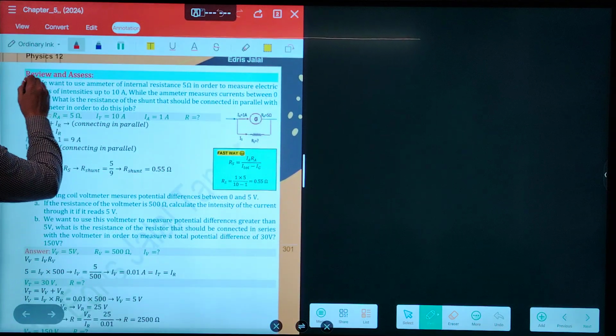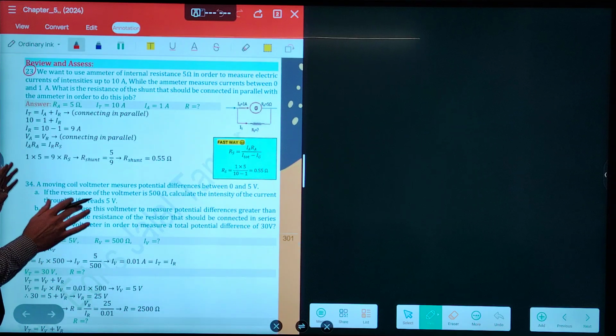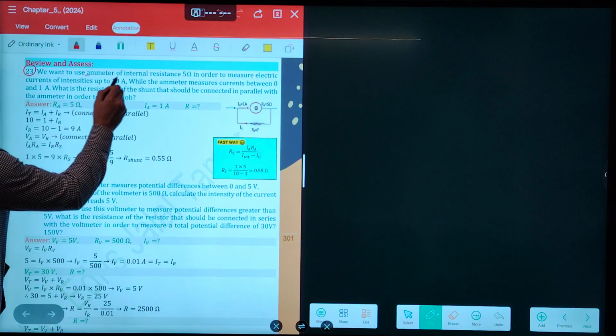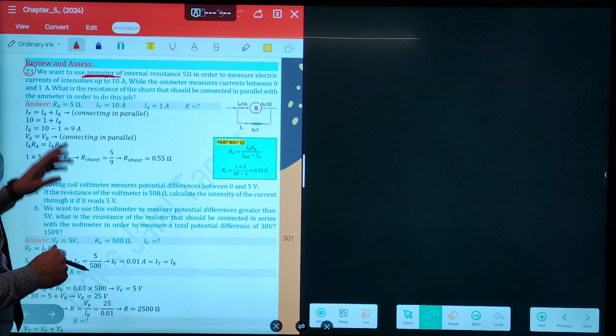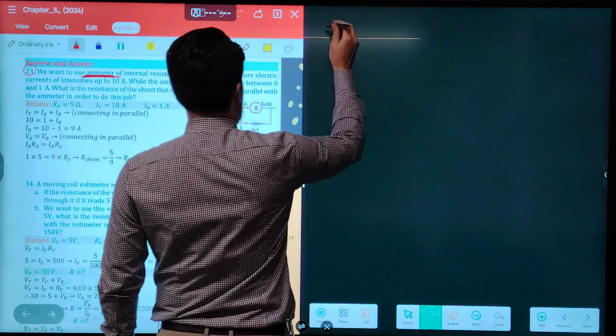Look at question 23. We have two questions about the galvanometer. The first question, question 23 in review assess, we want to use a meter of internal resistance. This is question 23.